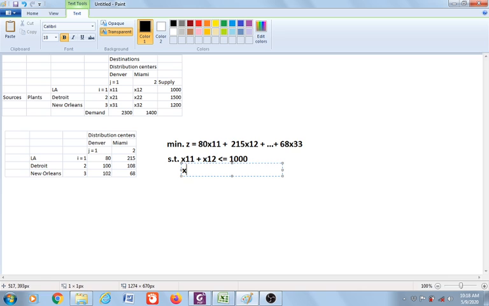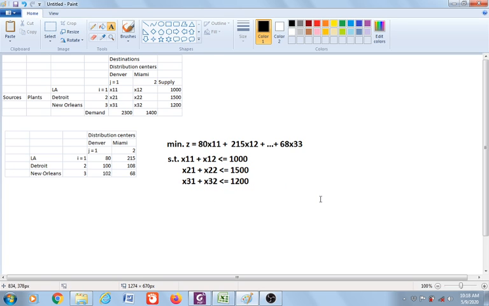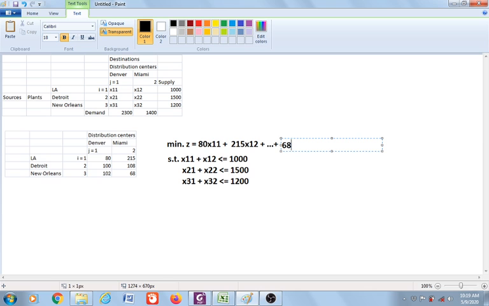For Detroit, it will be x21 plus x22 less than or equal to 1500. And for New Orleans, x31 plus x32 less than or equal to 1200. Okay. Again, there is a mistake over here. This should be 68 x32.